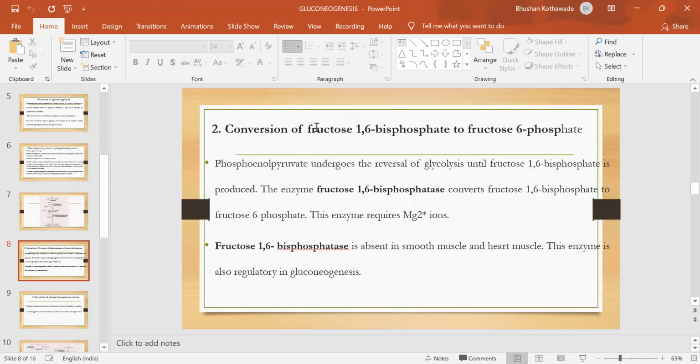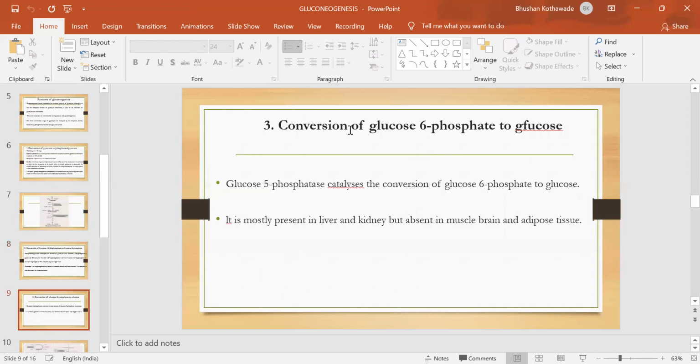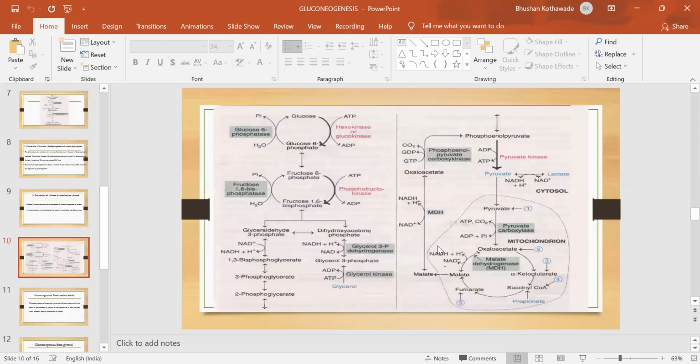The second irreversible step is the conversion of fructose 1,6-bisphosphate to fructose 6-phosphate. For this step we use a different enzyme, fructose 1,6-bisphosphatase. In the third step, glucose 6-phosphate is converted to glucose, using glucose 6-phosphatase. And then we finally get the synthesis of glucose in gluconeogenesis.